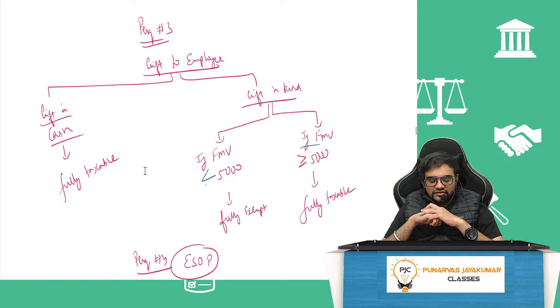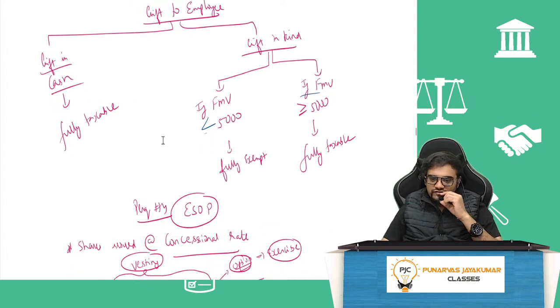Perquisite number 3, gift to employee. Gift if it is given in cash, fully taxable. Gift if it is given in kind: if fair market value is less than 5,000, fully exempt. If fair market value is greater than or equal to 5,000, fully taxable.